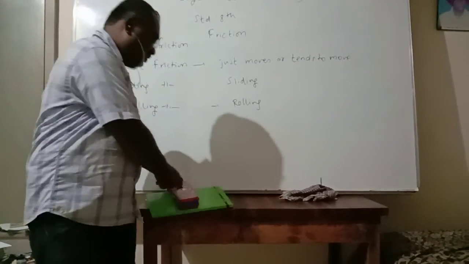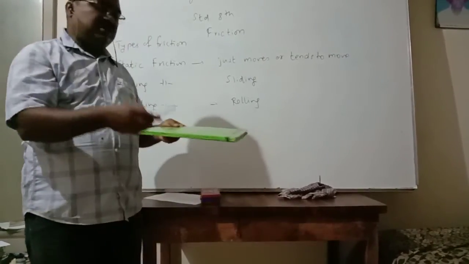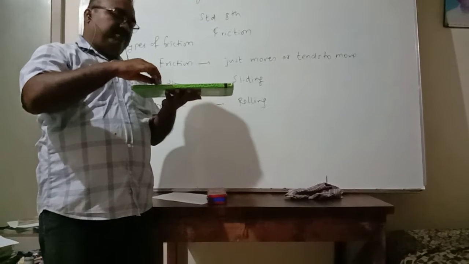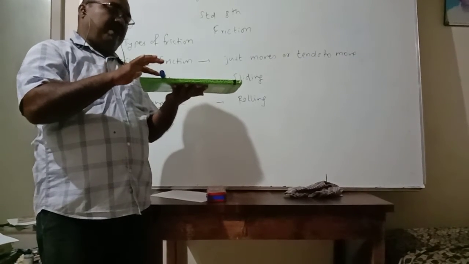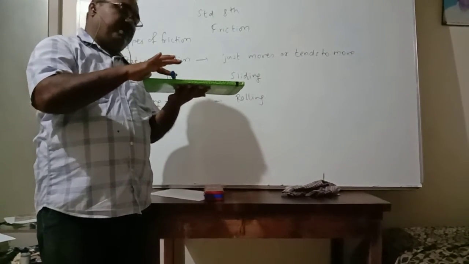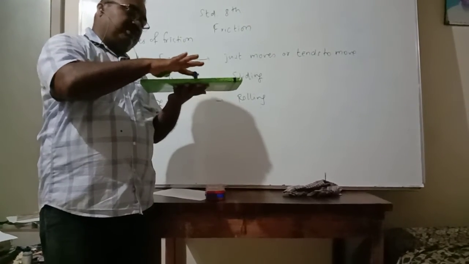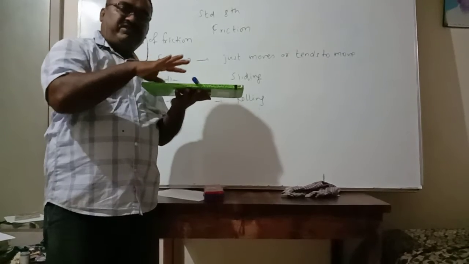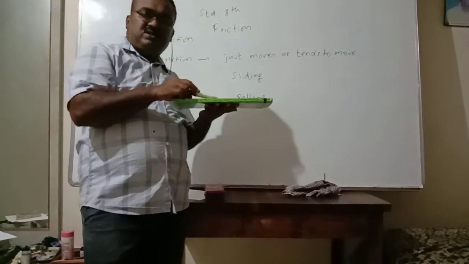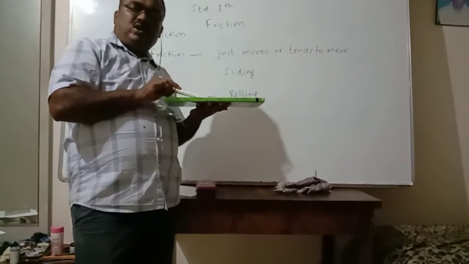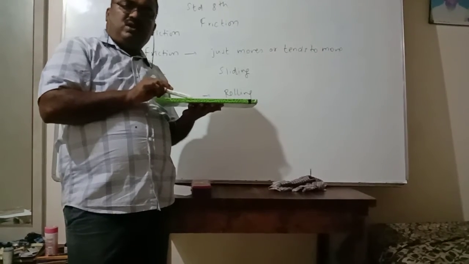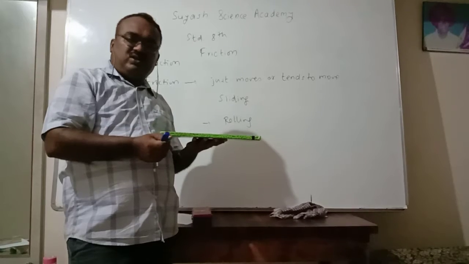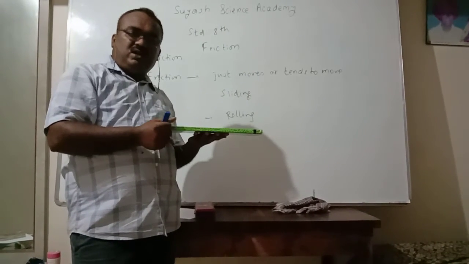Then the third type of friction is rolling friction. This is the marker pen; when I put it on the notebook and apply force, it rolls over the notebook. This type of friction is called rolling friction. The definition: friction between two bodies in contact when one body is rolling over another body.